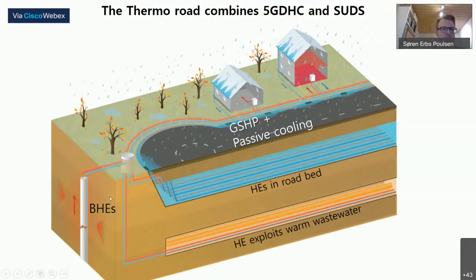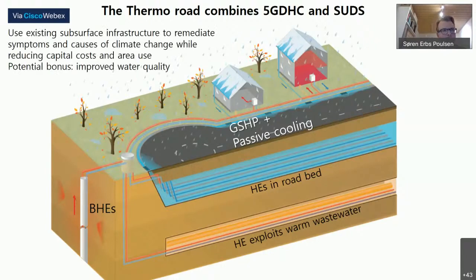So we need a few BHEs, but the primary thermal load in a heating dominant country like Denmark can be taken by the piping in the roadbed. That's the whole idea. That's to bring down capital costs, because BHEs are expensive and it's pretty cheap to put these pipes into the road. So just to sum this up, we use existing subsurface infrastructure to remediate symptoms.